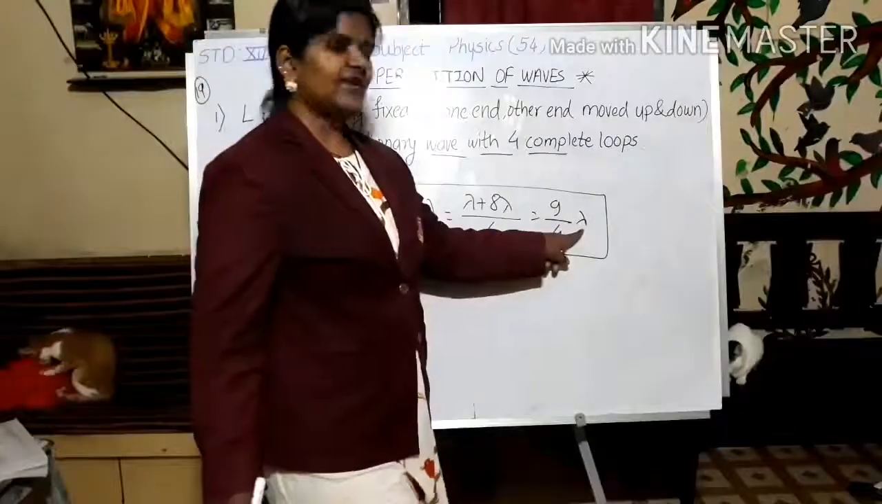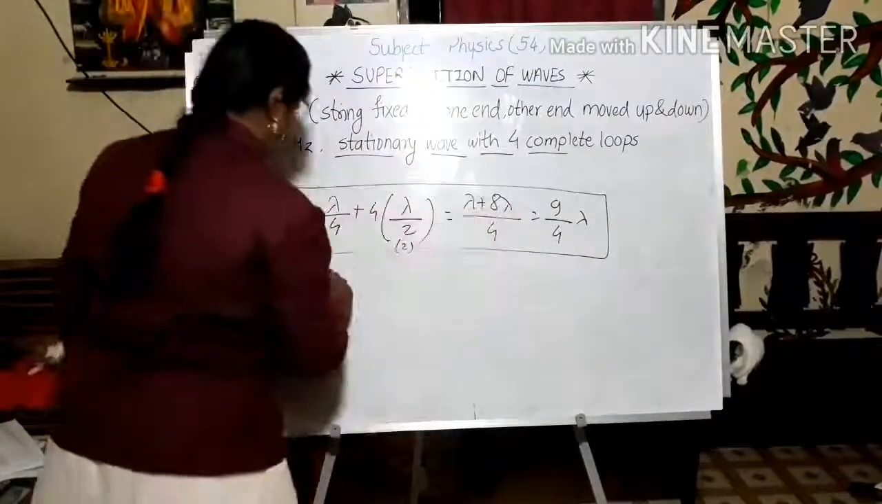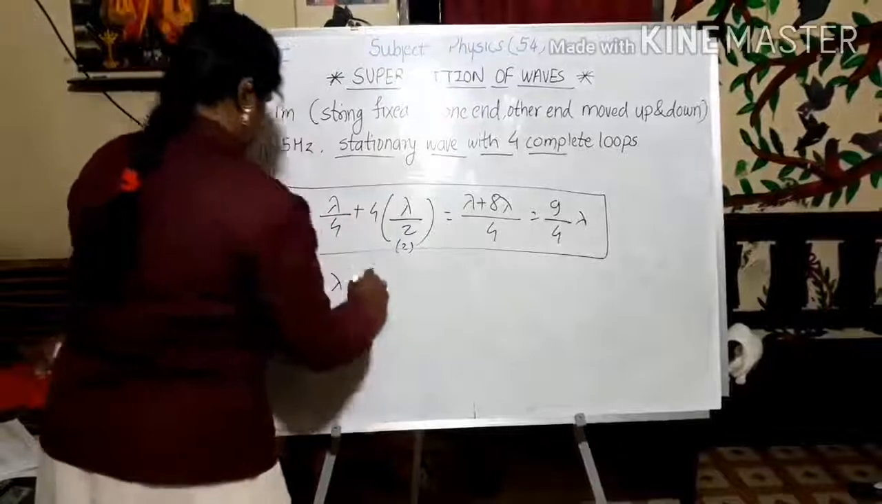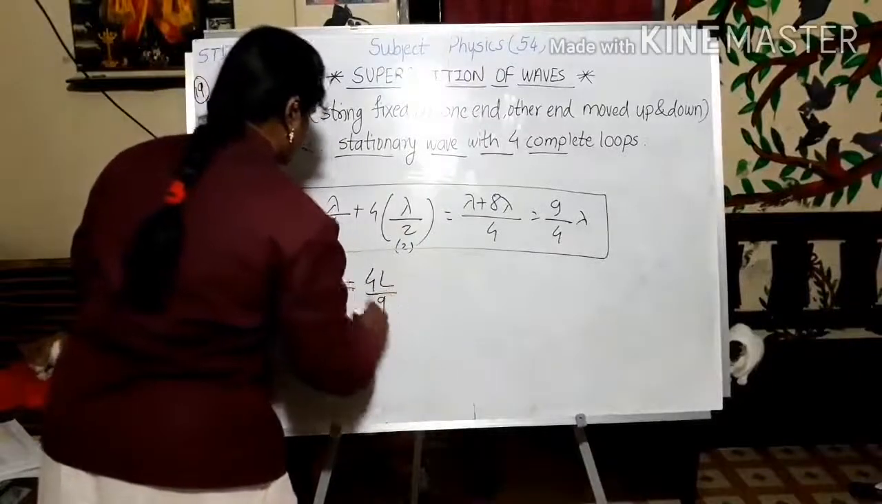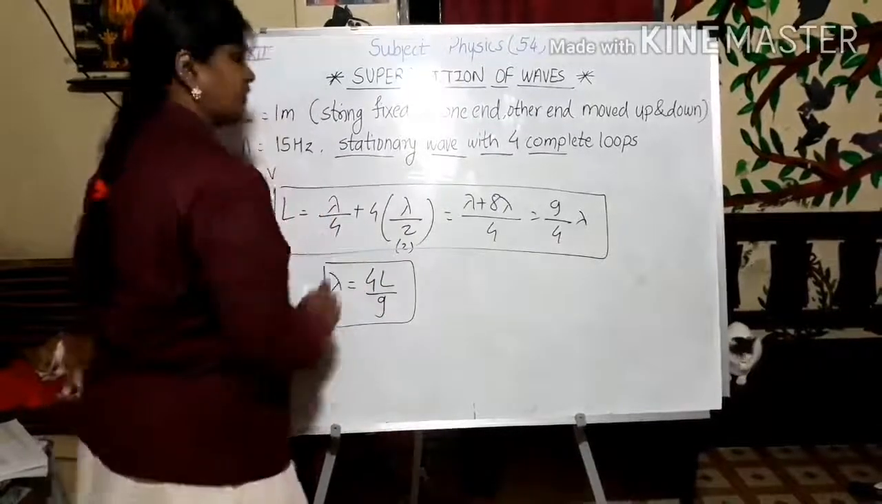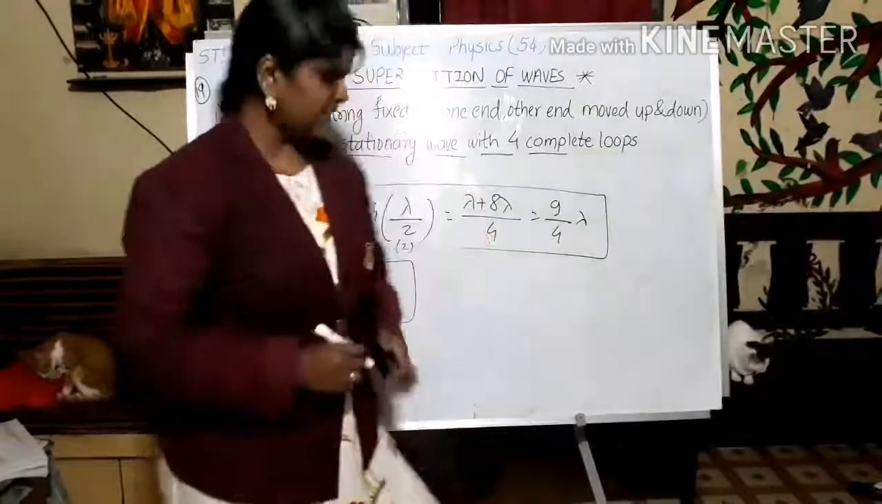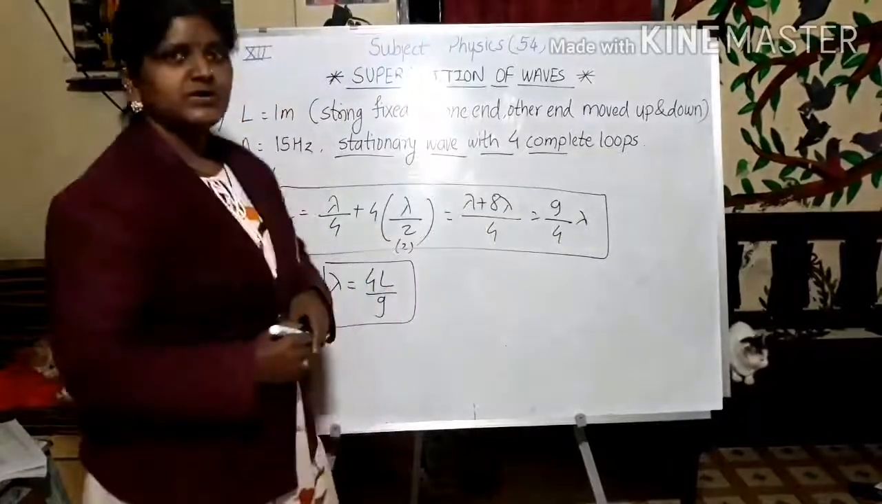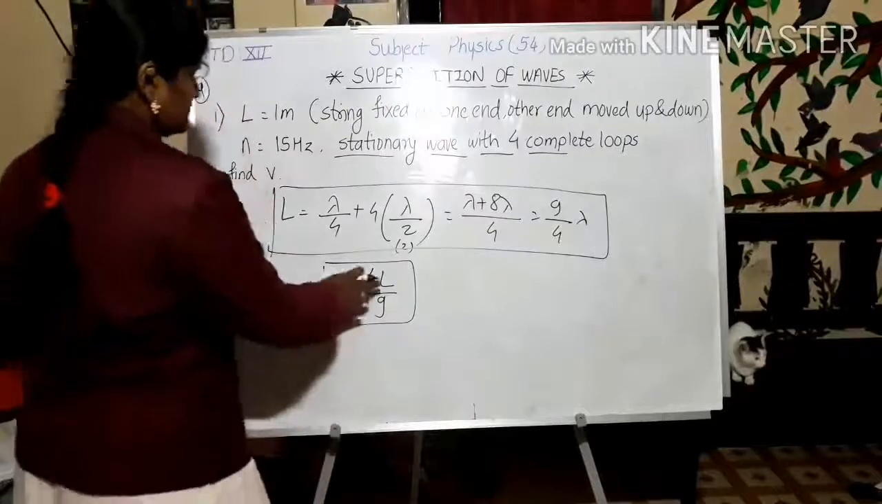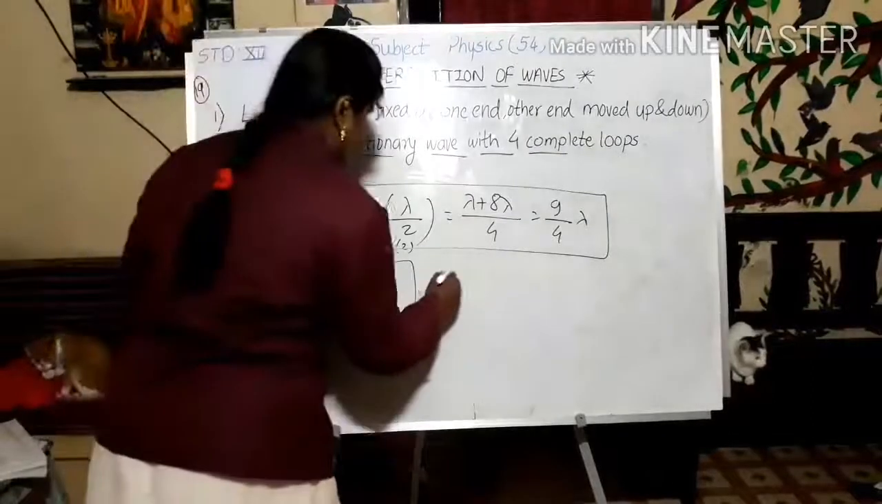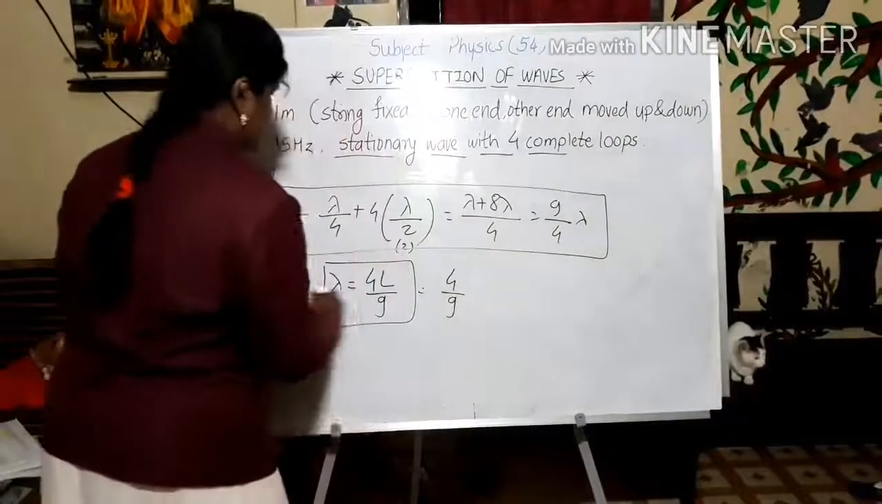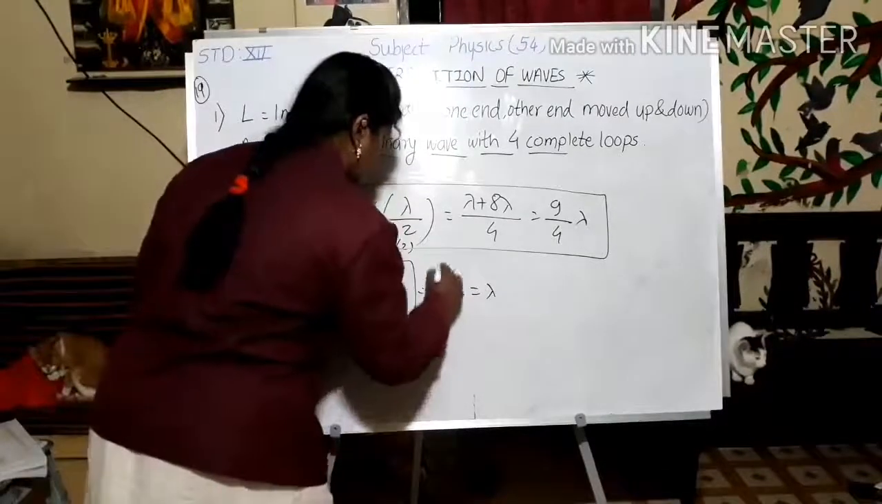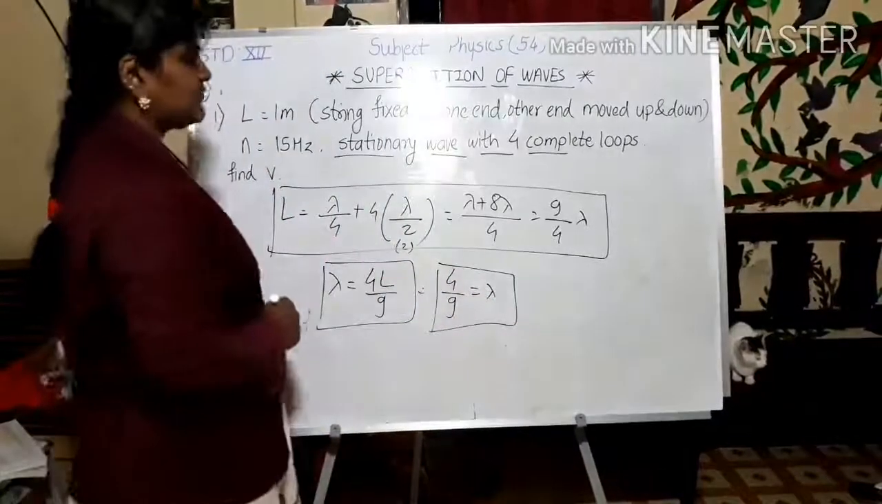I can write the value for lambda from this. What is lambda? It is 4 upon 9 times L. I know the value for L. L is 1 meter, right? So I can put in the value of L and I will get lambda as 4 by 9.